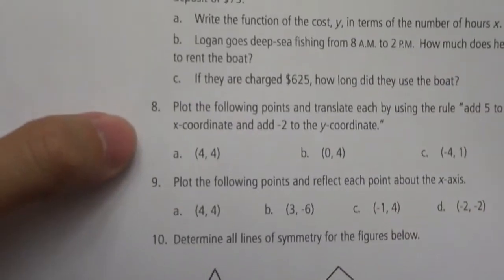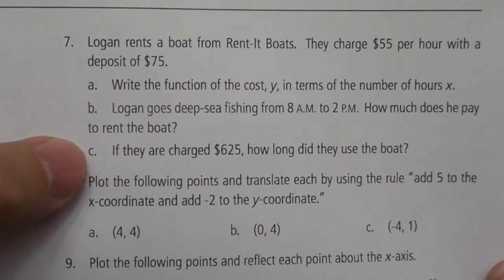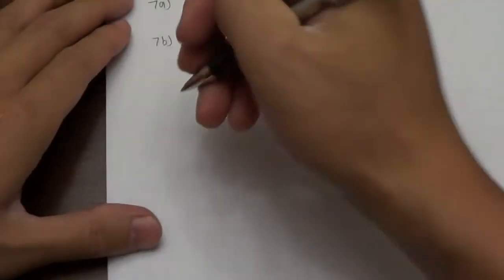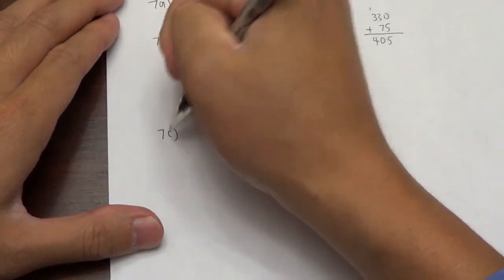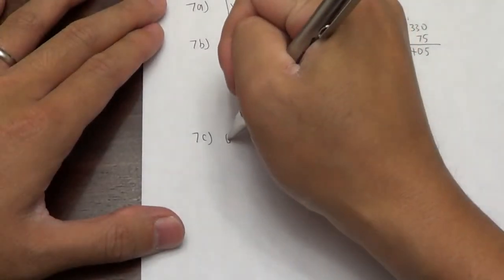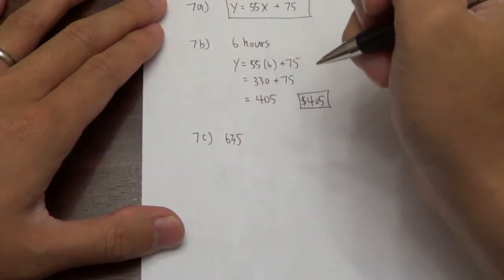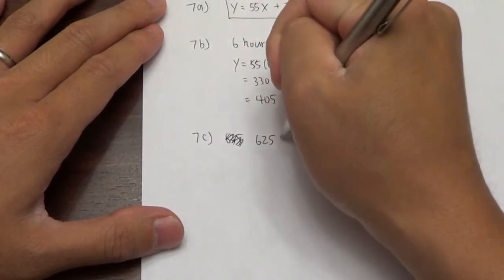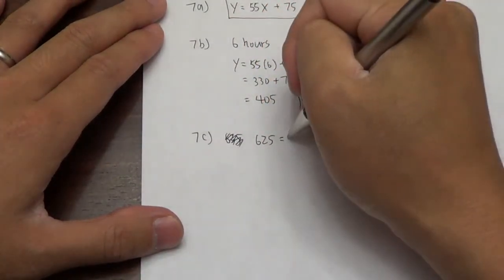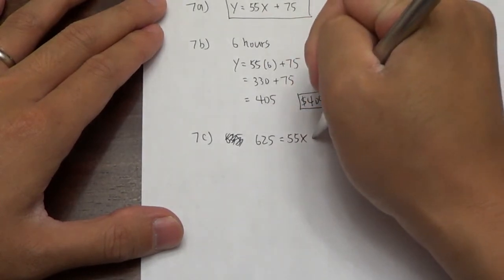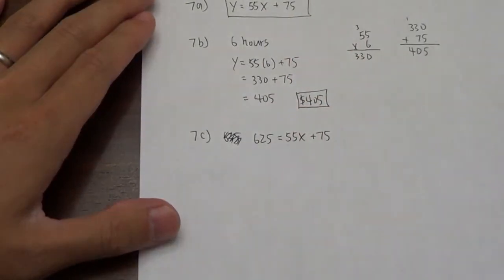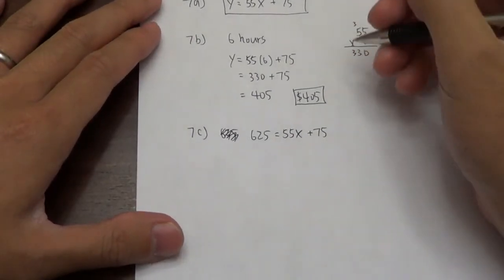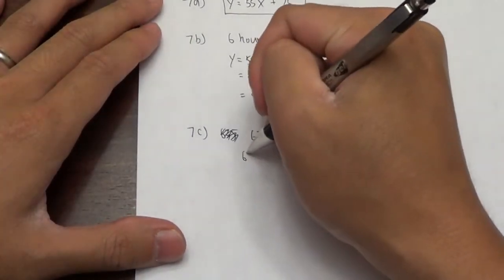Alright, 7c, if they are charged $625, how long did they use the boat? So this is going backwards. It's giving you the total cost, 625, and now you're trying to figure out what x is, which is how long you rent the boat for. So the first thing we need to do is subtract 75 from both sides.